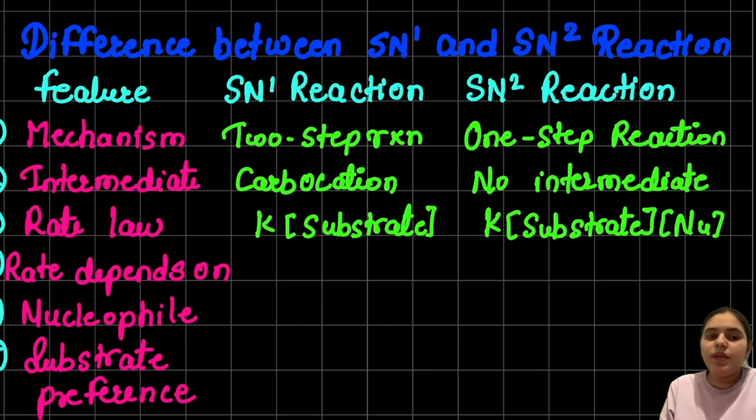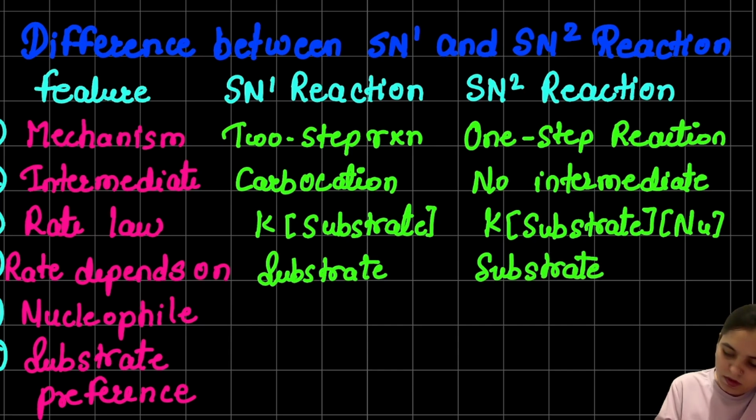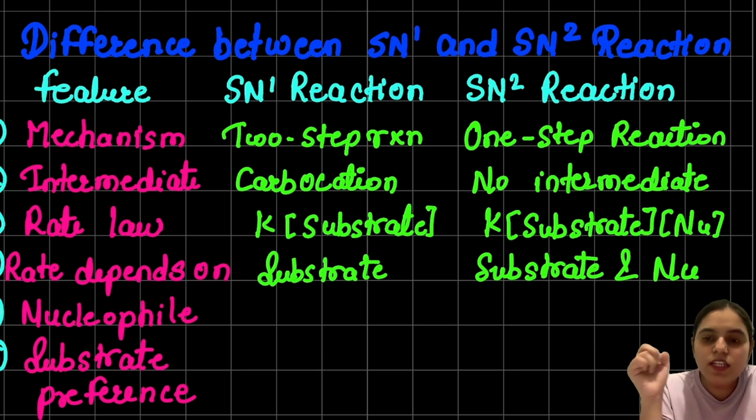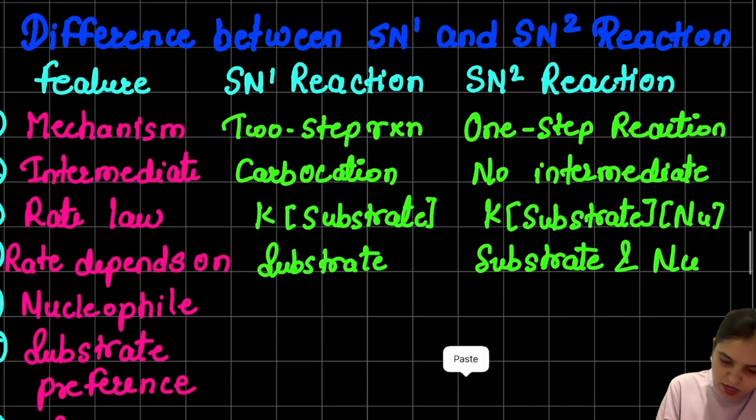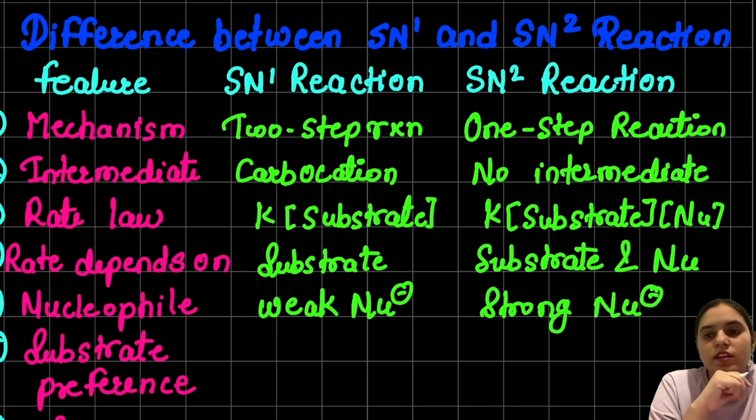Next point is what the rate depends on. The rate depends on the substrate in the SN1 reaction, and in the SN2 reaction it depends on both the substrate and the nucleophile. Next point is nucleophile. The SN1 reaction can occur even with a weak nucleophile, while the SN2 reaction requires a strong nucleophile. So SN1 works with a weak nucleophile, and in the SN2 reaction a strong nucleophile is required.